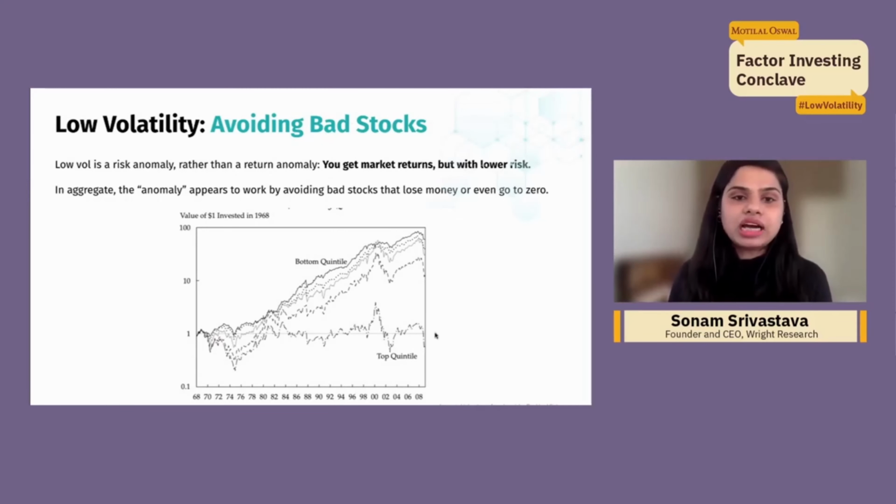In this chart that I picked up from a research piece, you'll see that a low volatility strategy, which includes stocks in the lowest quantile in terms of volatility, does much better than stocks in the highest quantile in terms of their risk. So this immediately shows that the assumption that high risk equals high return is not true in the simplest sense.